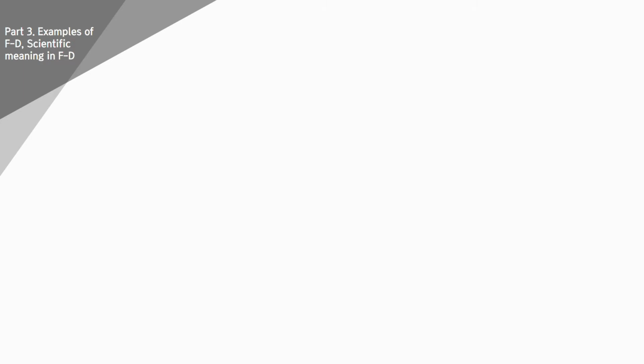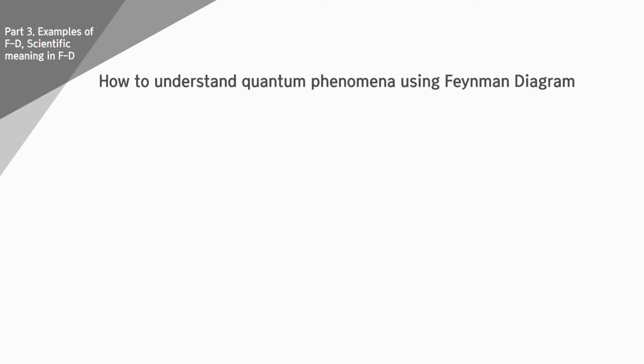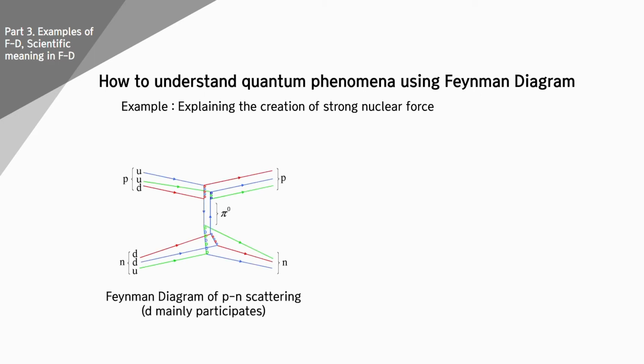However, we need to think about the value of the Feynman diagram. Feynman diagrams do not exist simply to illustrate quantum phenomena easily. Through the Feynman diagram, we can explain the precise reason why the various quantum phenomena are formed. As an example, let me explain the creation of strong nuclear force and the stability of the atomic nucleus with the Feynman diagram. Well, at the quark level, we can draw a Feynman diagram of p-n scattering, the collision between protons and neutrons, like this picture.